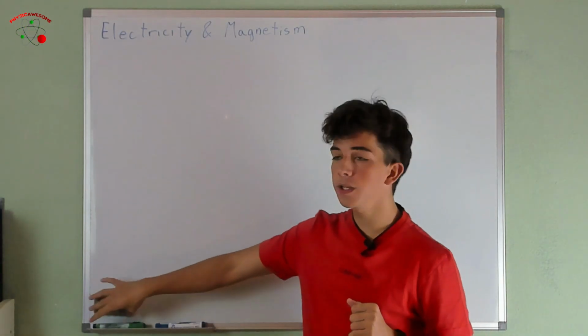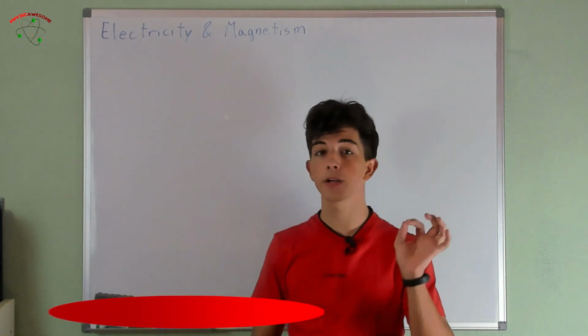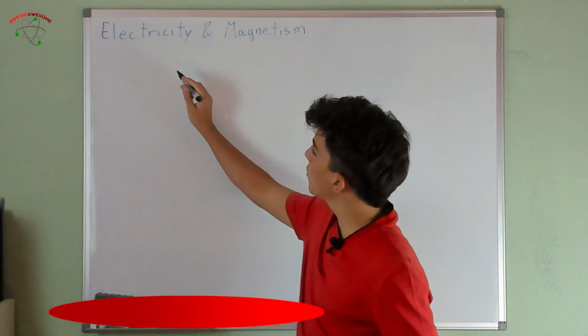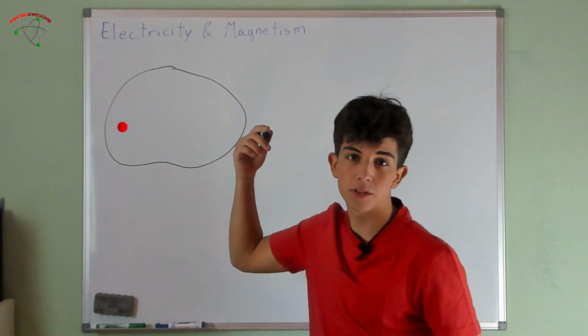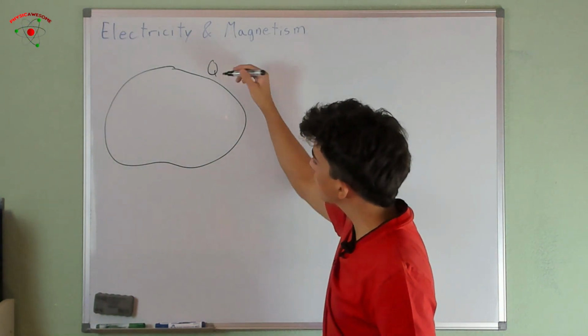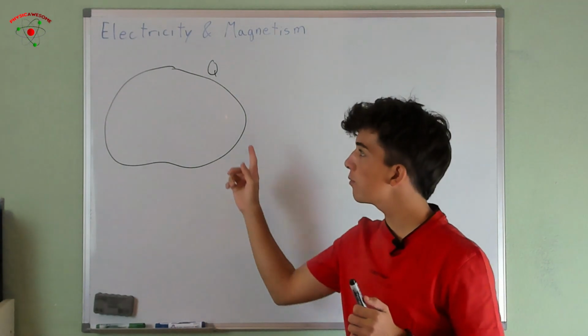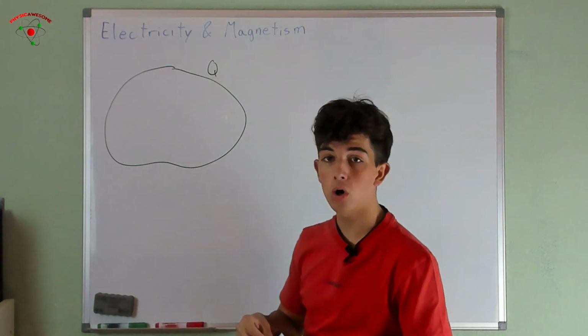Alright, from last video we examined conductors, and today they are going to be very useful because they are going to be the building parts of capacitors. If we have a conductor which has some charge Q, we know this conductor is going to be an equipotential. That is, every point on the conductor is going to have the same electric potential. We will call it V.